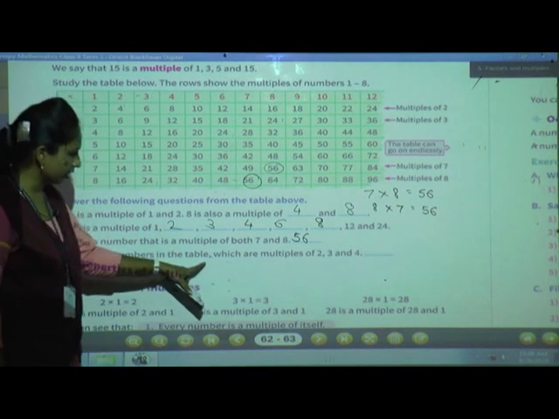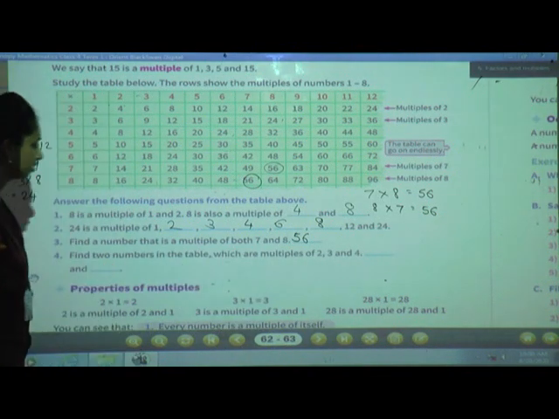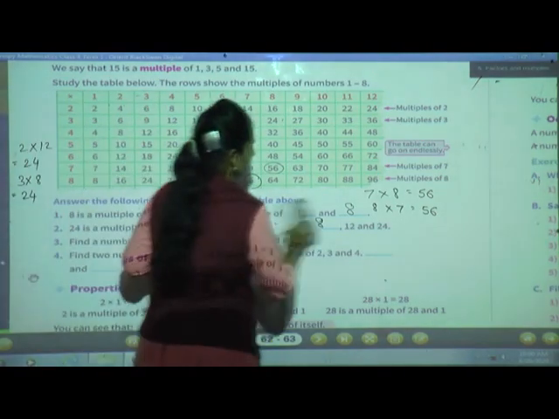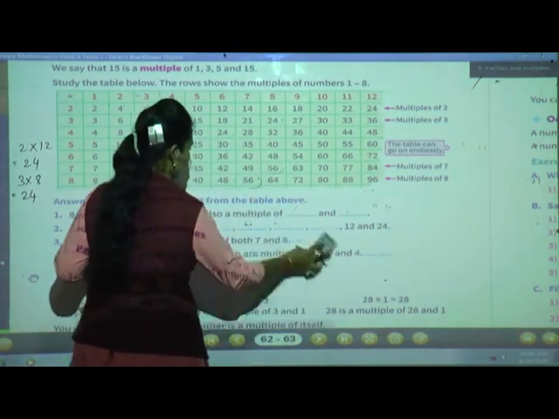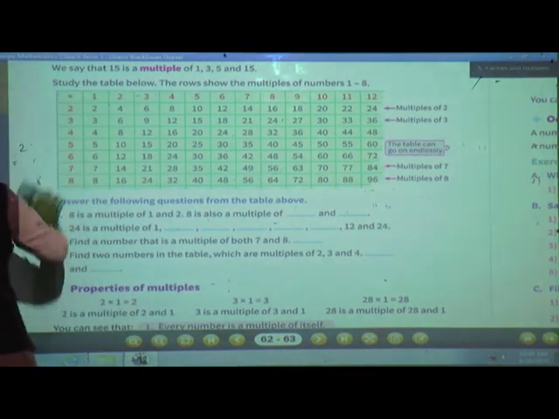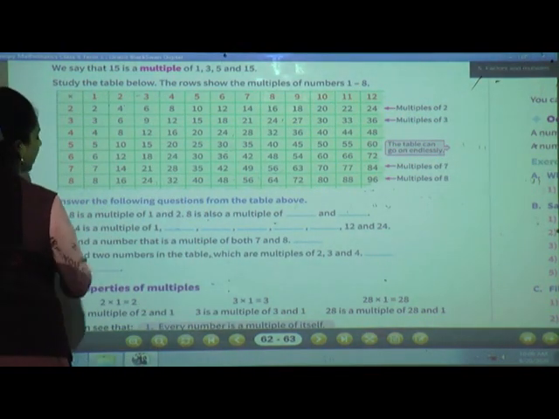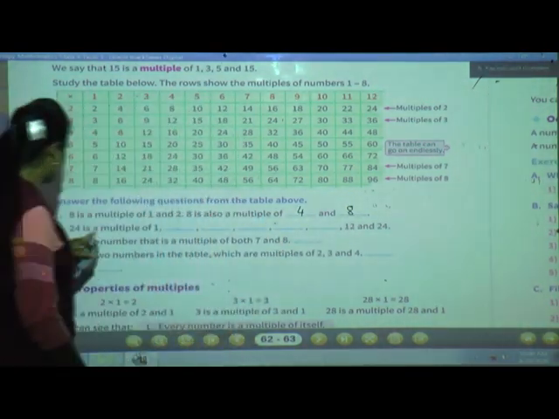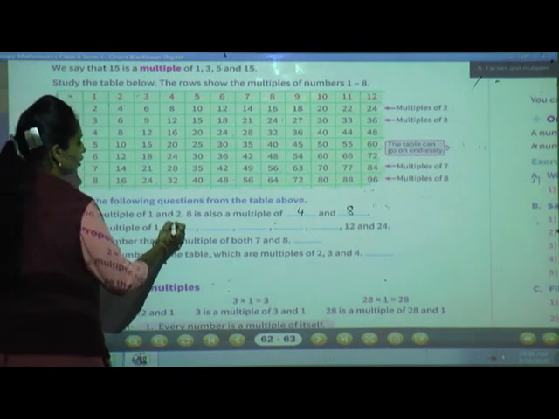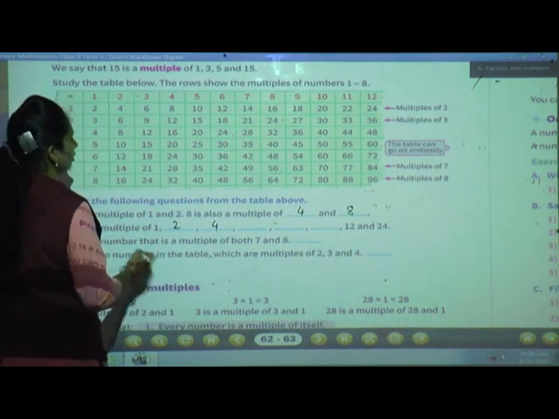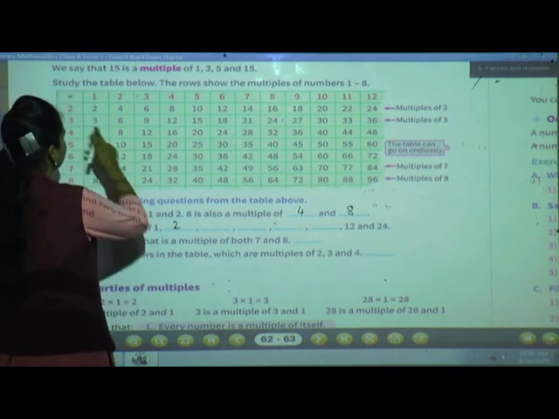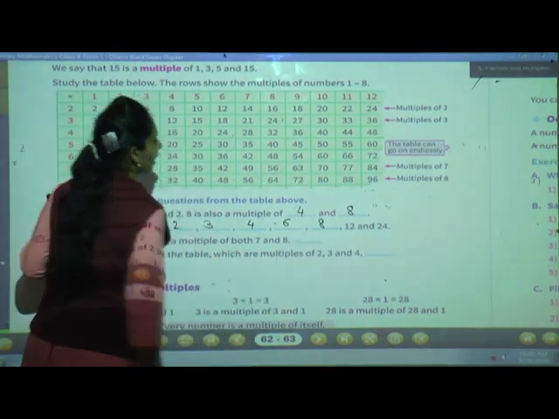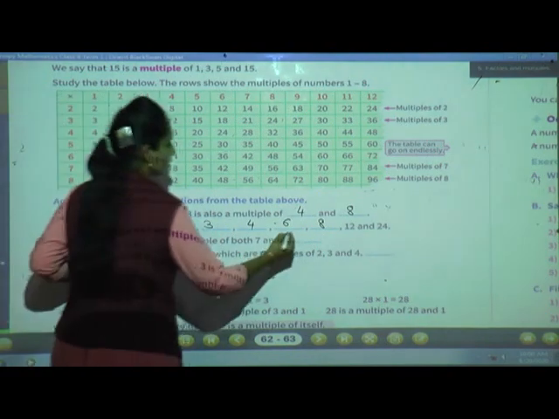Find 2 numbers in the table which are multiples of 2, 3, 4, dash dash and dash dash. See. Sorry, by mistake I have rubbed these answers also. Here 8 is a multiple of 1 and 2, and 8 is also a multiple of 4 and 8. And the second is 24, a multiple of 1, 2, 4, 3 also now, because in 3 table 24 is there. Yes, 3, 4, 6 and 8. And just now we have solved this, 56.